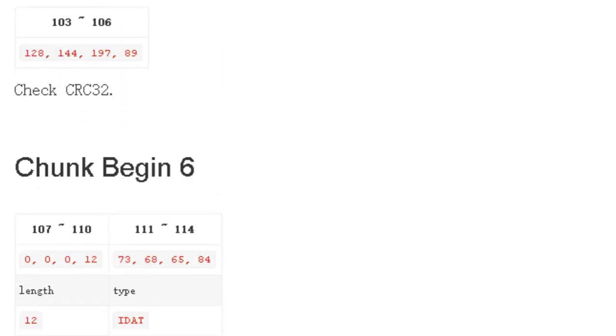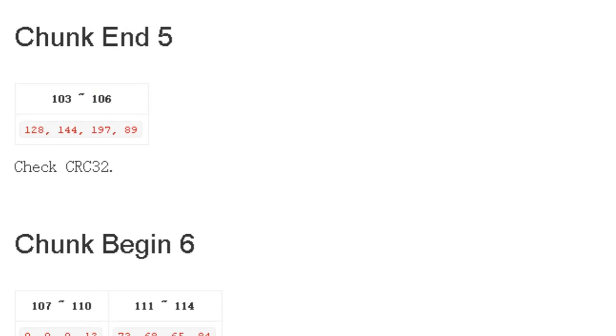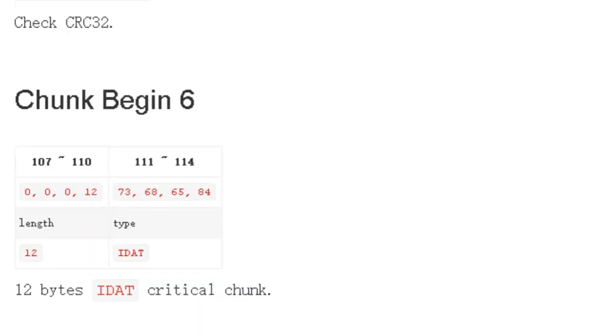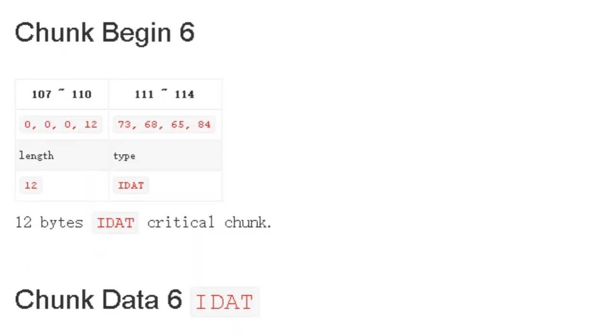Oh, lost my place there. CRC32 checksum. Okay, so chunk begin 6. We got the bytes 107 to 110 and 111 to 114. The first 4 bytes creates a length of 12. And the last 4 bytes creates an ASCII string IDAT. And 12 bytes IDAT critical chunk.